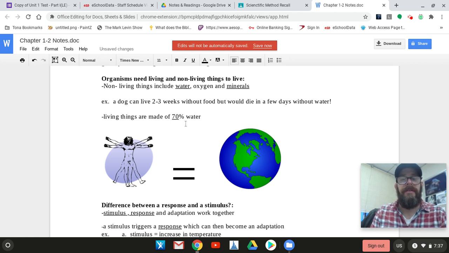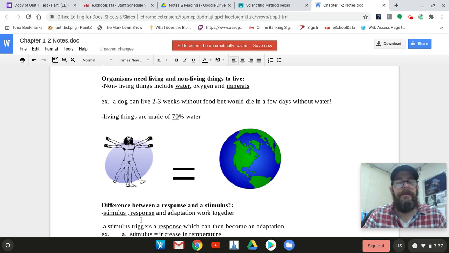Living things are made of 70% water. We, humans, are 70% water. The earth is roughly 70% water. Some textbooks might say 75%, but it's in the ballpark. You get the idea. Difference between a response and a stimulus.